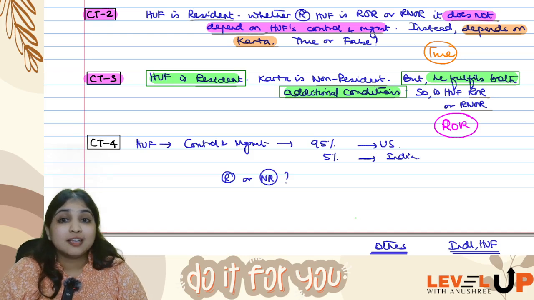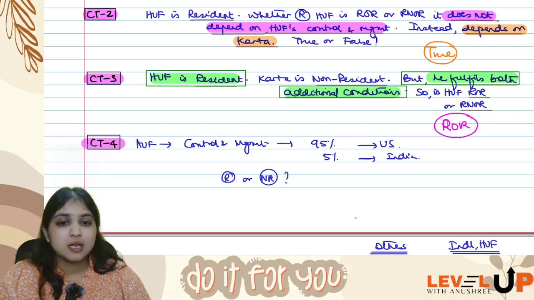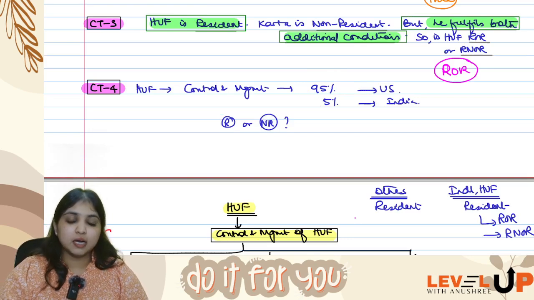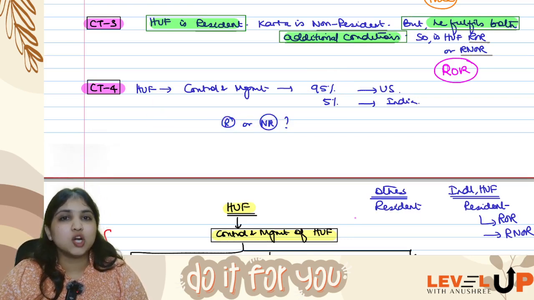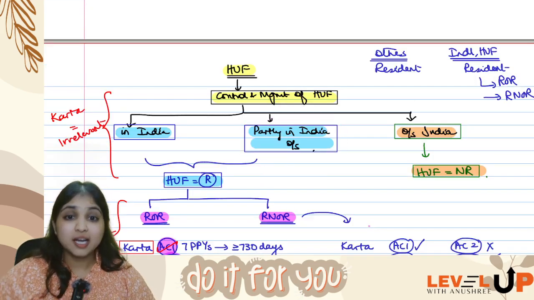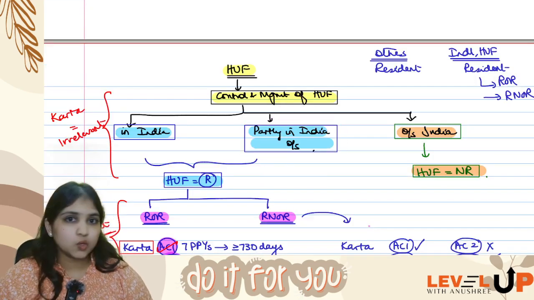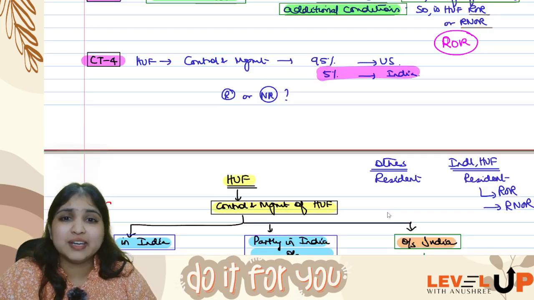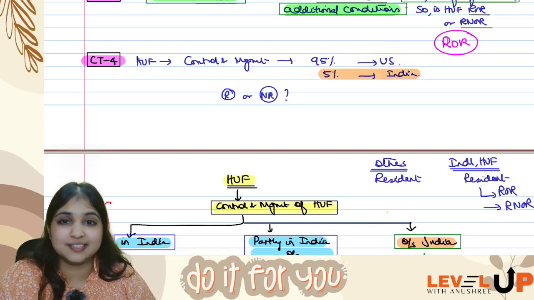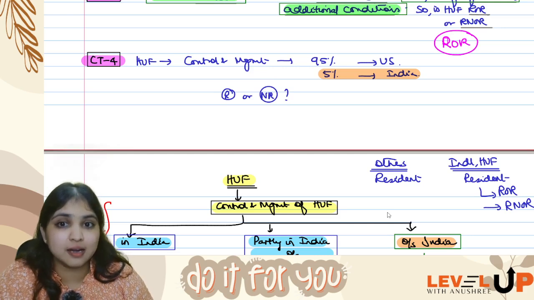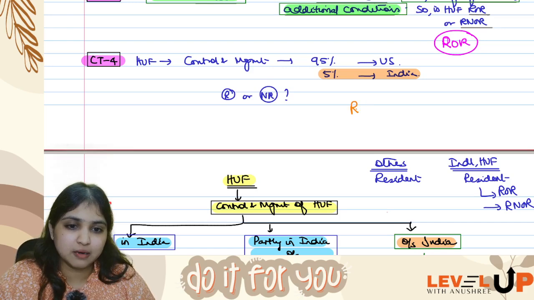Alright. Now look at the last concept test over here. For the HUF, the control and management is like this. 95% of the control and management is in the US. Only 5% is in India. Now will the HUF be a resident or a non-resident? When we said partly in India, partly outside India, did we say 50-50? No. Even to some extent, even a little bit of control and management in India is enough, guys. So at least some control and management is in India, therefore the HUF will be a resident.